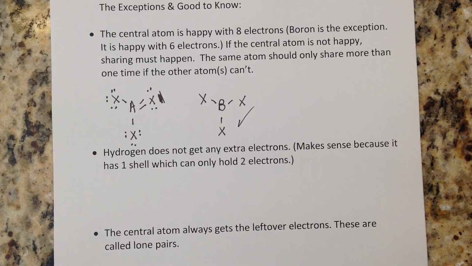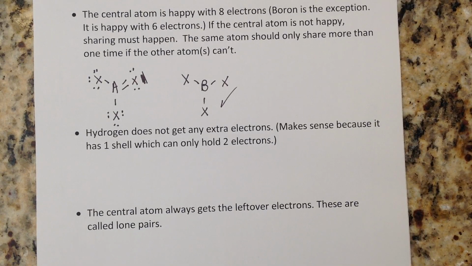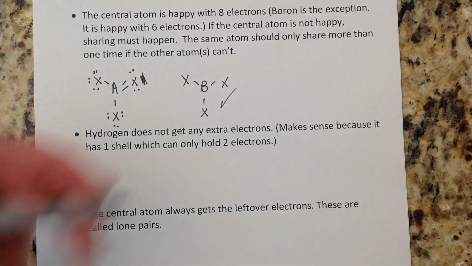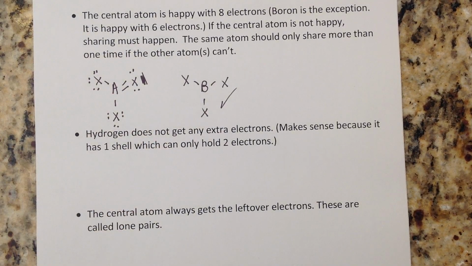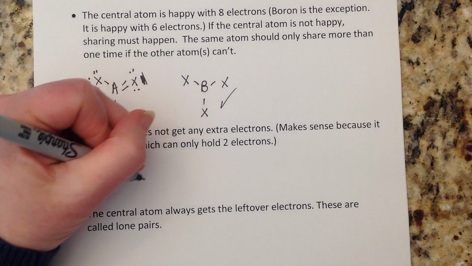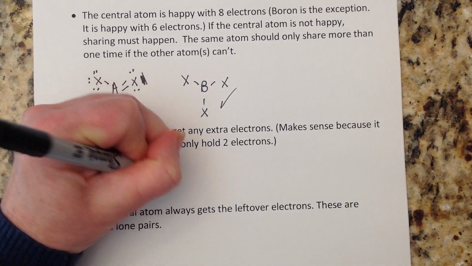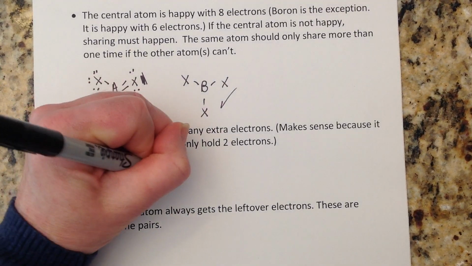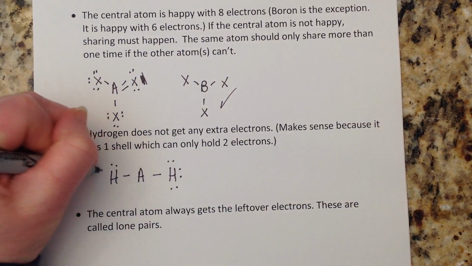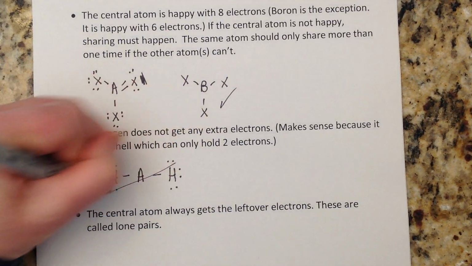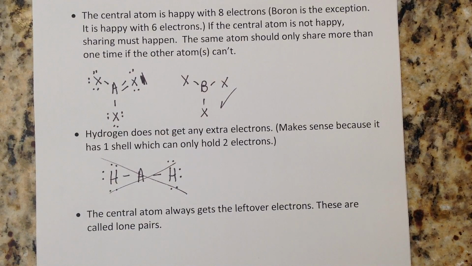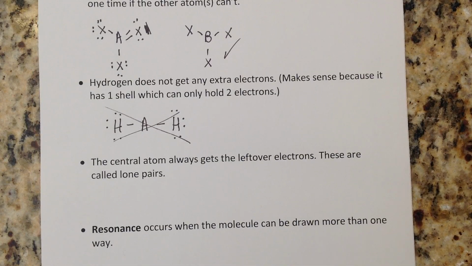Good to know, hydrogen never gets any extra electrons. If you'll remember, the hydrogen atom only has one shell of electrons, and that first shell can only hold 2 electrons. Therefore, you're never going to see hydrogen as a central atom. It's always going to be hanging on to that central atom. So if your central atom, we'll just use A again, has a hydrogen on each side, we'll never add electrons in any way, shape, or form around hydrogen because it simply can't hold them. That's the only exception you'll worry about today.